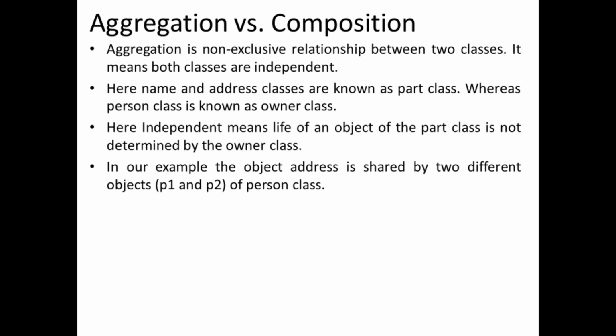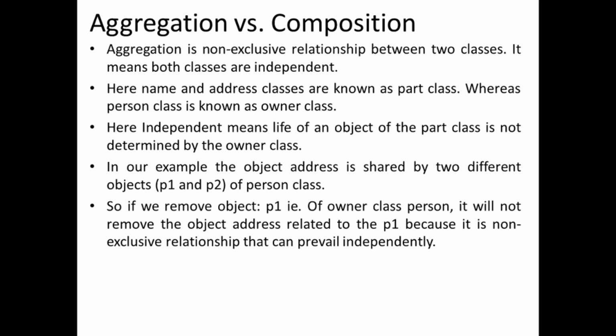So in our example, the object address is shared by two different objects, P1 and P2 of person class. So if we remove object P1, that is of owner class person, it will not remove the object address related to P1, because it is a non-exclusive relationship that can prevail independently.